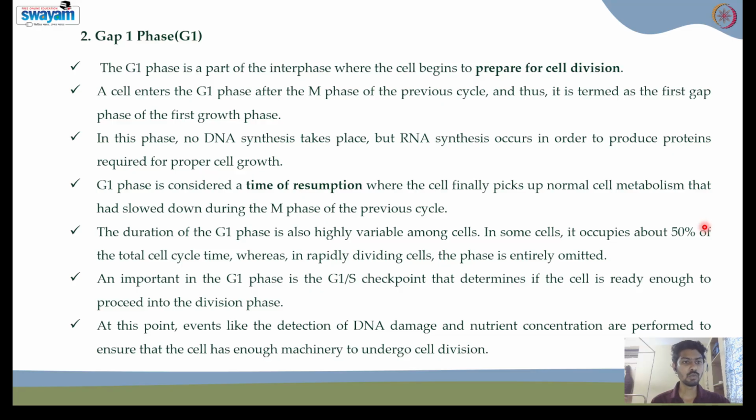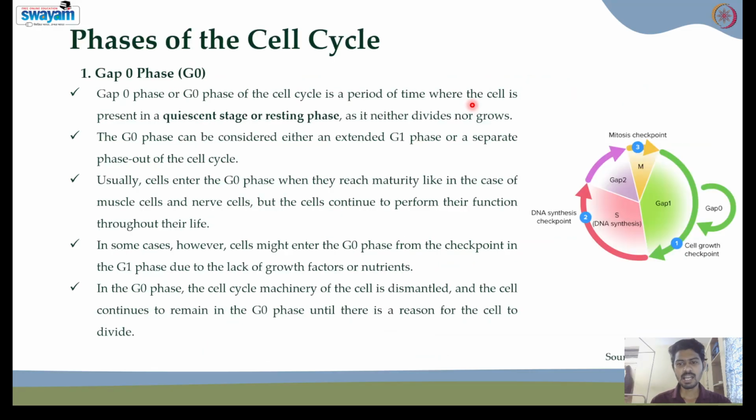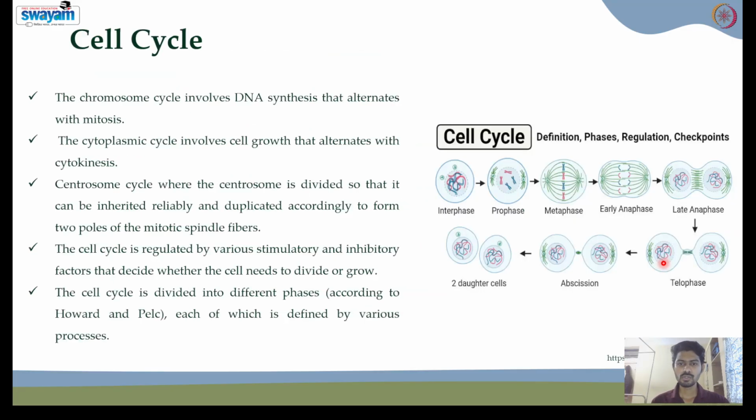So the next is G1 phase, gap 1 phase, which is a part of the interphase. What happens here? The cells prepare for the cell division. Here they will synthesize the precursor materials like carbohydrates, proteins, whatever material needs to be prepared for cell division, it will occur in the G1 phase. So a cell enters into the G1 phase after the M phase of the previous cycle. As we could see, after M phase, it will enter into the gap 1 if the cell needs to be divided.